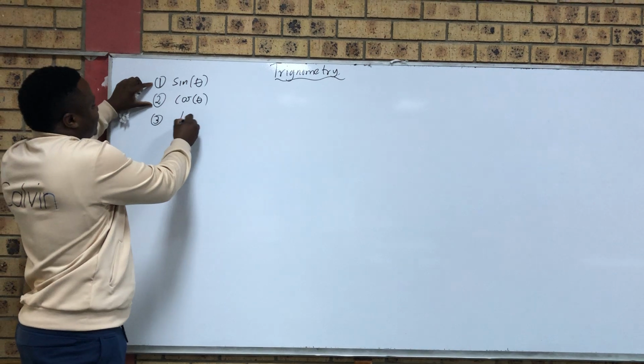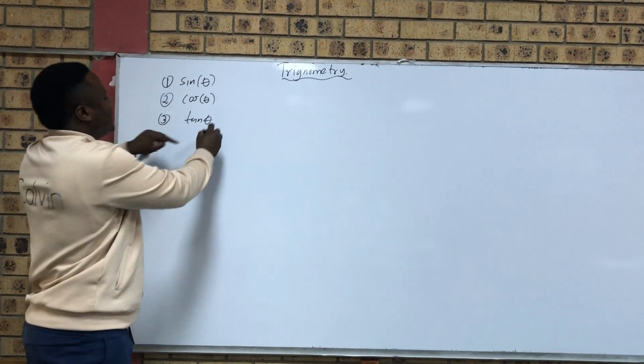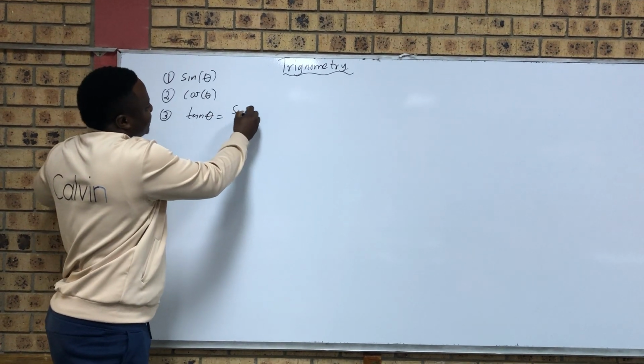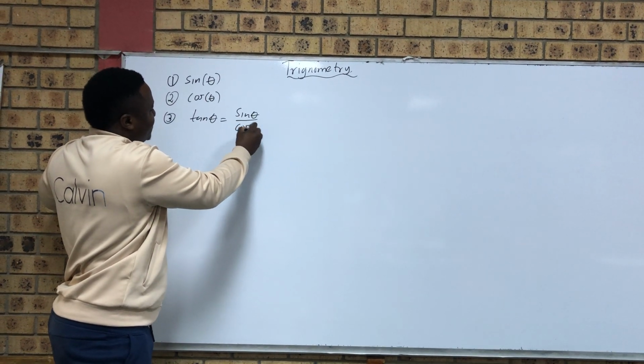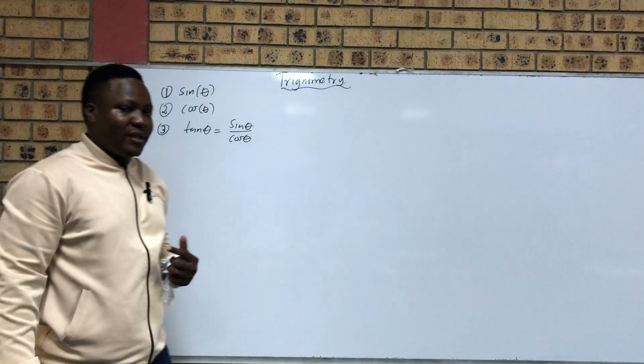Then the third one is what? Tan theta, of which this tan theta is the same as what? Sine theta over cos theta. This is where everything starts.